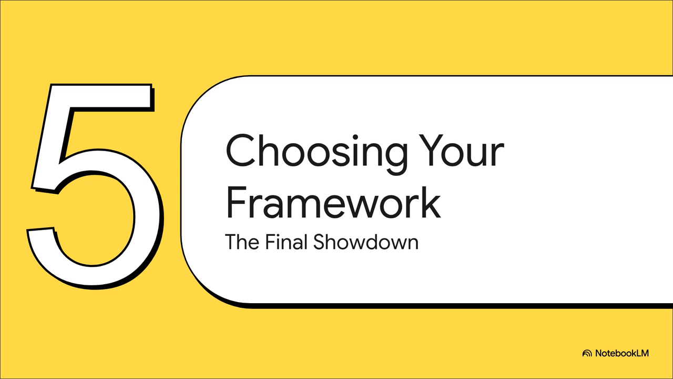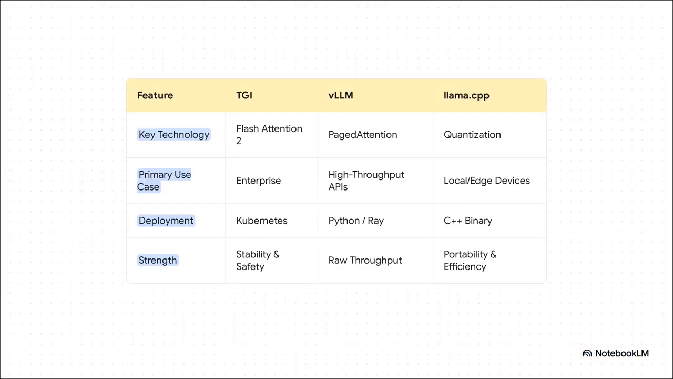Okay, we've met our 3 champions. Now it's time for the final showdown. Let's put them all side by side so you can figure out which one is the right tool for your job. Let's just break this down nice and simple. TGI's game is stability, using flash attention for big enterprise jobs. vLLM with PagedAttention is the undisputed king of raw throughput for busy APIs. And then you have llama.cpp, using quantization to be incredibly portable and efficient on just about any hardware. Their strengths, their use cases, they really couldn't be more different.